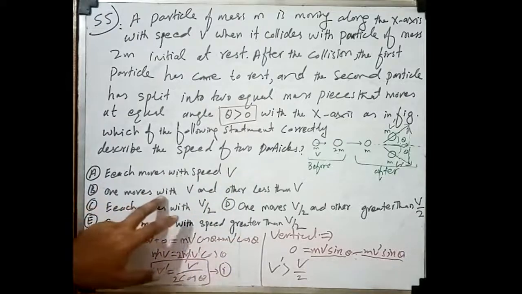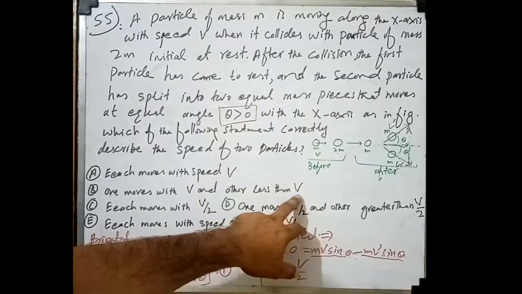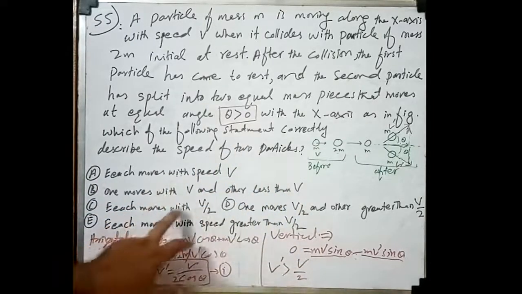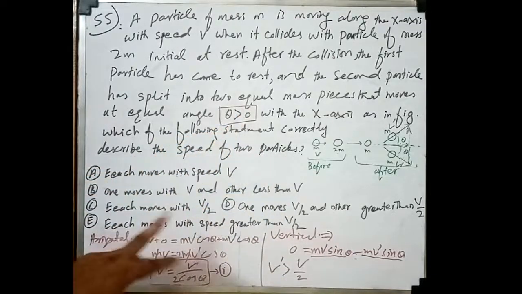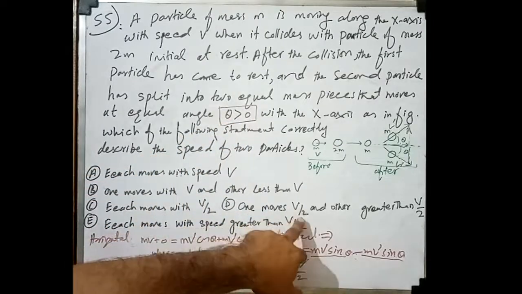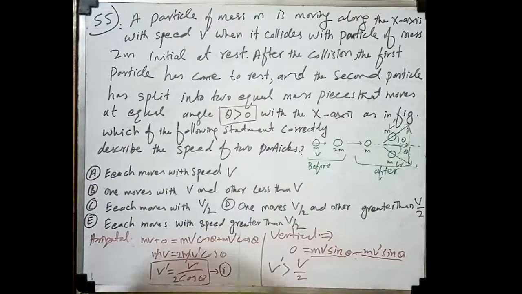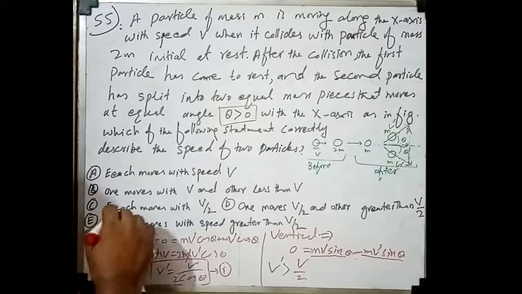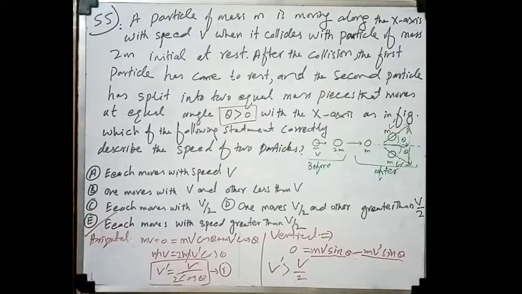The first option, each moves with speed v, is wrong. One moves with speed v and the other with less than v, wrong. Each moves with speed v by 2: this would be correct if theta is equal to 0, but we have theta greater than 0, so this is wrong. One moves with v by 2 and the other with greater than v by 2 is also wrong. So each moves with speed greater than v by 2 is our right option. So option E is our right option.